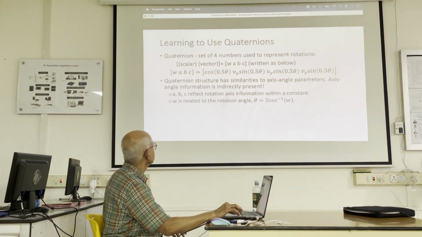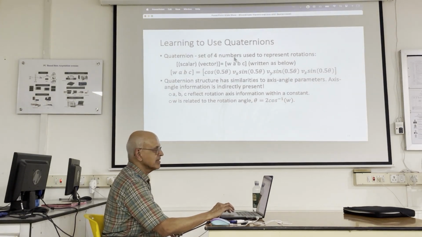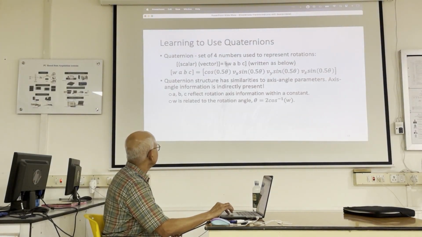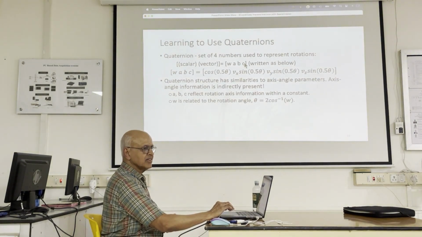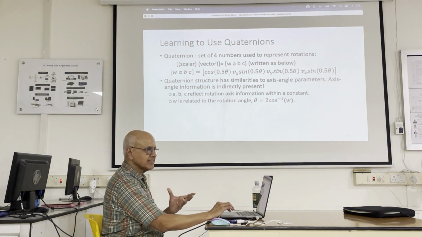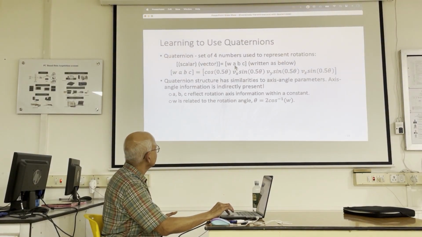So that's the reference. So let's see what it is. It's a set of 4 numbers used to represent rotations, and it is in this order. Now I noticed that ROS has it backwards. They use the vector first and then the W, whereas MATLAB uses W first and the vector next.